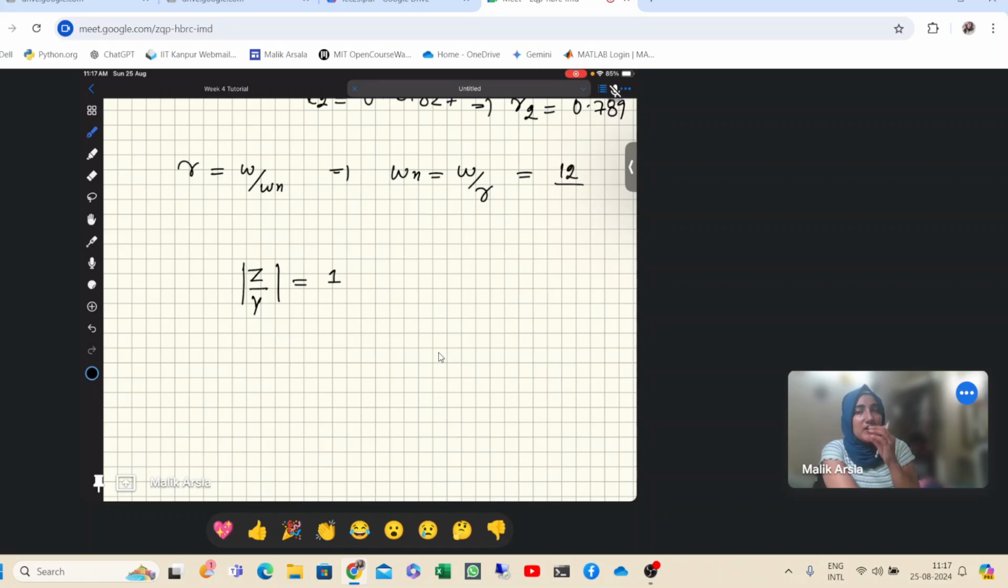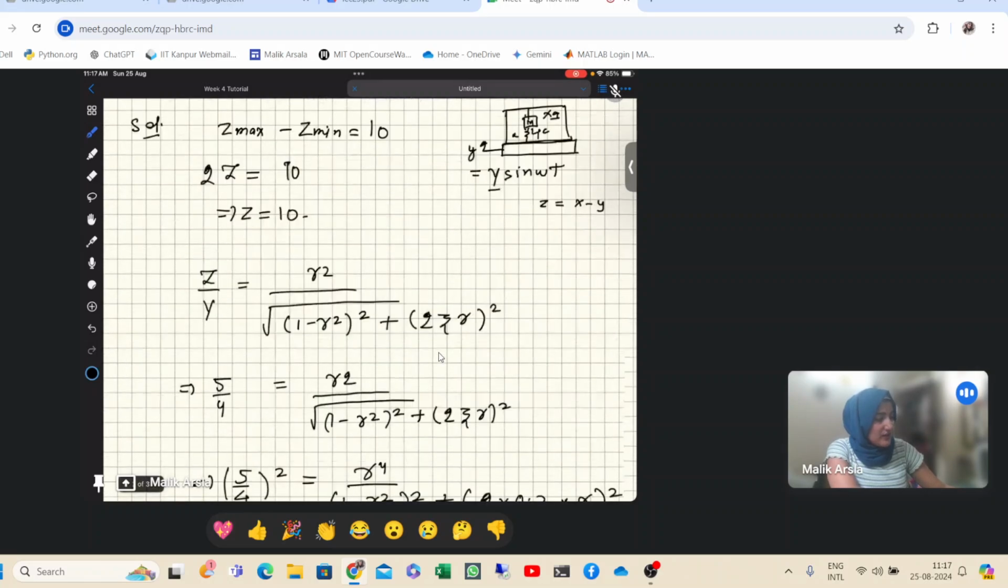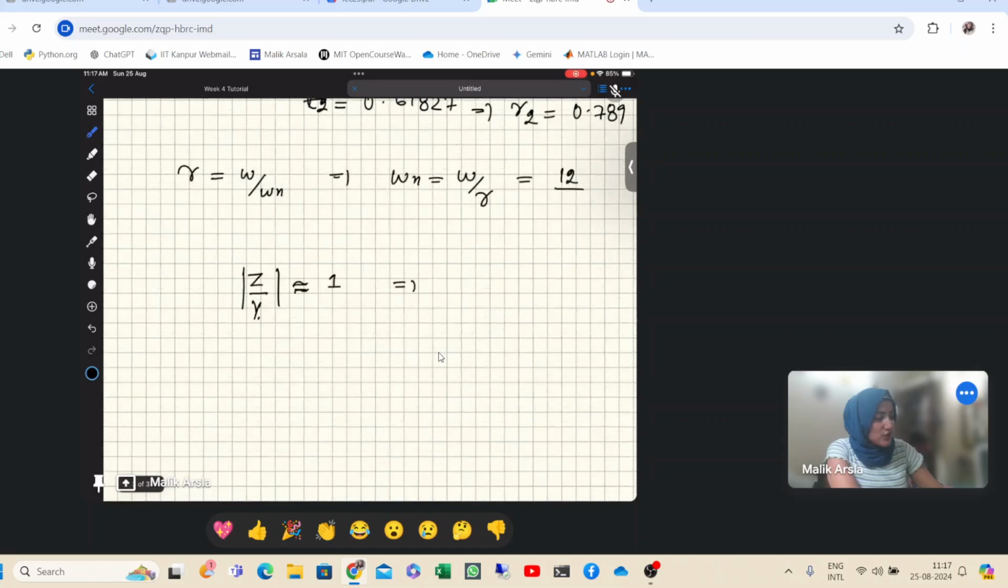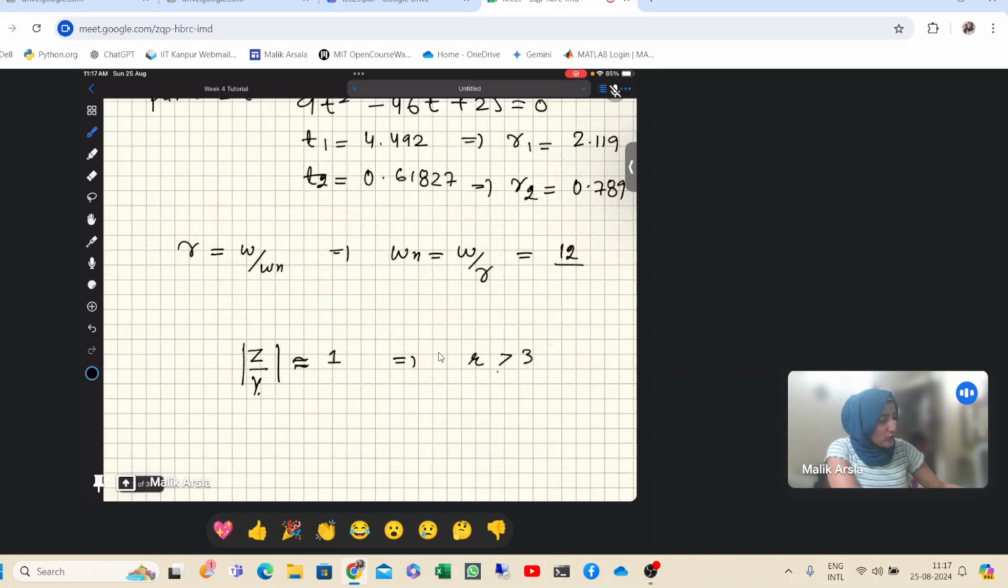So we are not interested in Z. However, we cannot measure Y or X, we can only measure the relative amplitude between them, that is Z. So we want Z to be close to Y, so that's why we want Z by Y to be, I will not say equal, but approximately equal to 1. And when you put this condition here, you find out that for this condition to be true, R should be greater than 3. Now here also R should be greater or equal to 3.